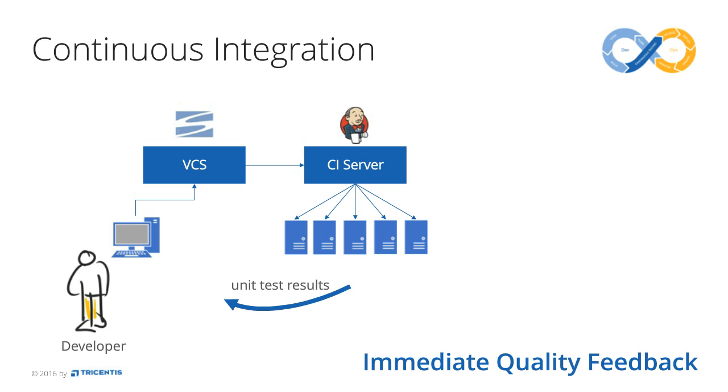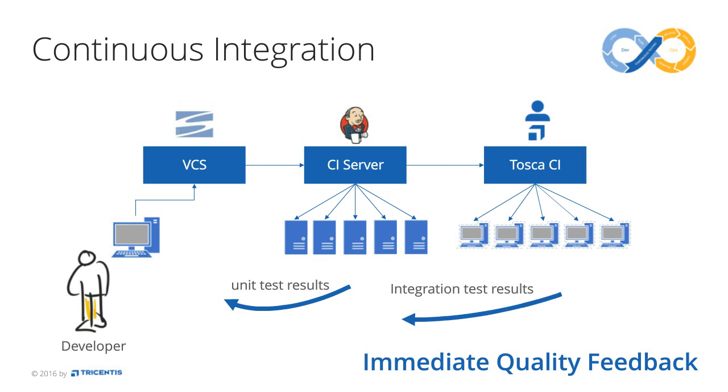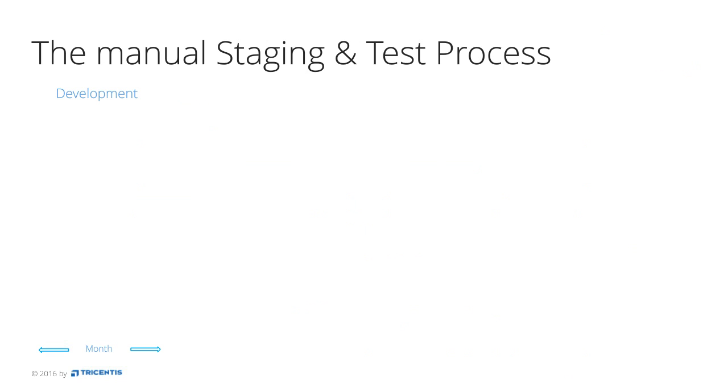feedback. Yes, it's right, you get an immediate quality feedback, but unit tests typically cover 20–30% of a system's business risk. So what you need is to also include system and system integration tests. And this is where the teams have the challenge: how can we execute those tests? And then it comes to, how is the typical manual staging process set up?